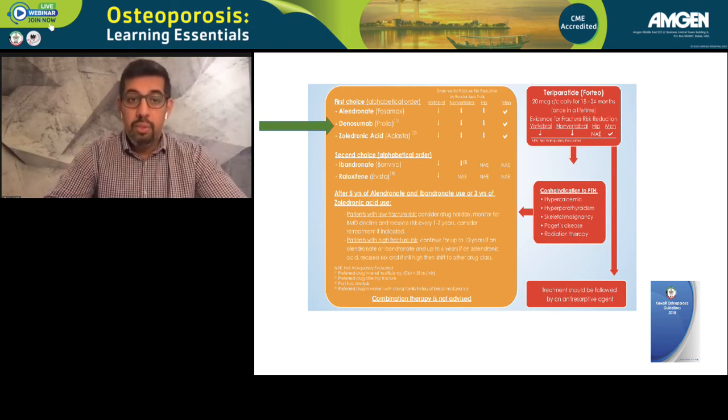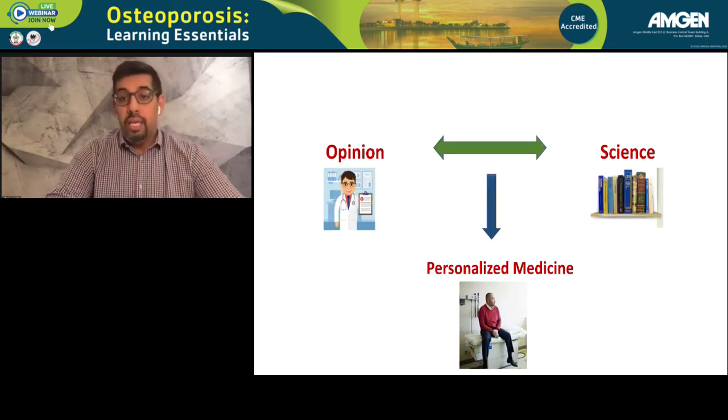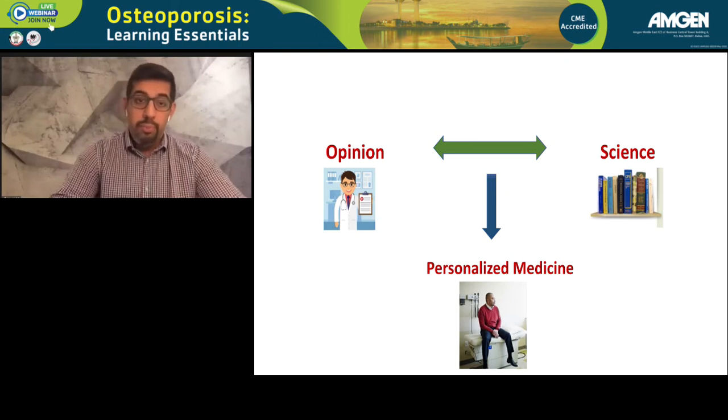Also, we have other options like ibandronate, which is a bisphosphonate that we can give every month or every 3 months, and raloxifene, Evista, as well. Then we have to evaluate the patient after 5 years: which method are we using, and what is our trajectory in such cases. I would like to mention that combination therapy is not advised due to lack of evidence and danger to our patients. So again, we go for the science, we follow the guidelines, we think of our opinion, and we personalize for our patient.